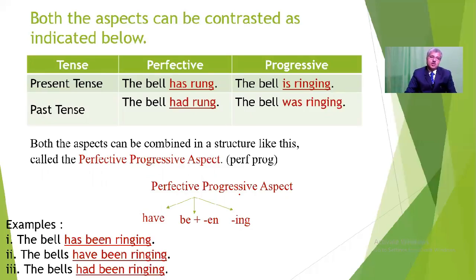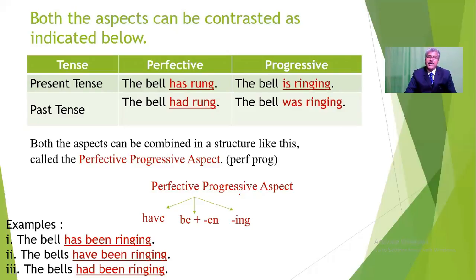Now here both the aspects, the perfective aspect and the progressive aspect, are contrasted in this table: tense, present tense and past tense, aspect, perfective aspect and progressive aspect. For example, the bell has rung. Has plus verb in third form. Ring, rang, rung. Has rung. So the action is complete. Has plus en structure is perfective aspect. The second example, the bell had rung. It is in past tense. Tense is past, had.